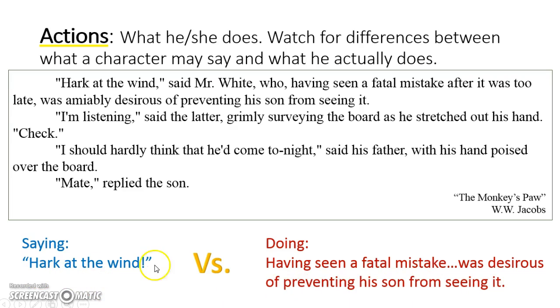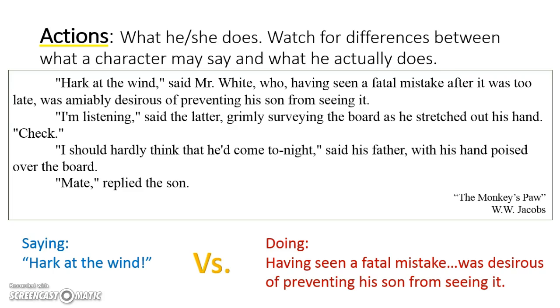So he's saying, "Hark at the wind." He's telling his son, listen to the wind, trying to distract his son from seeing the mistake that he's made, although later it goes on and we can see that the son wasn't fooled at all. But now we've learned that Mr. White is somewhat manipulative. He's a little bit selfish. He's playing his son in a game, and he definitely wants to win this game.